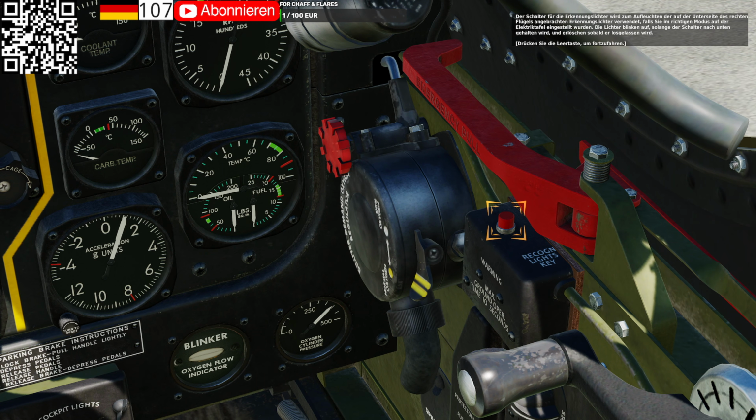The recognition light's keying switch is used to flash the recognition lights installed on the other side of the right wingtip when they are set to key mode on the electrical panel. The lights turn on for as long as the keying switch is held down and off when it is released.